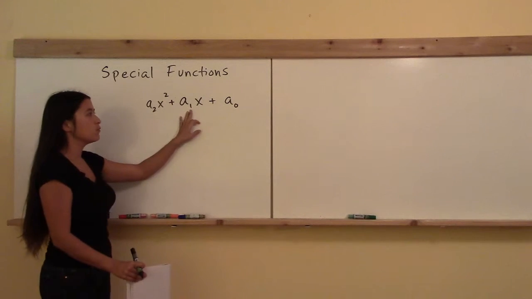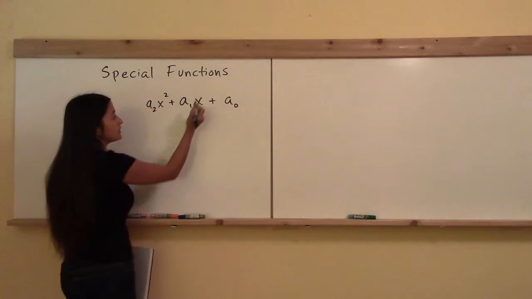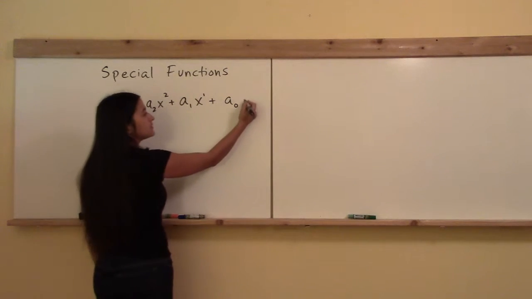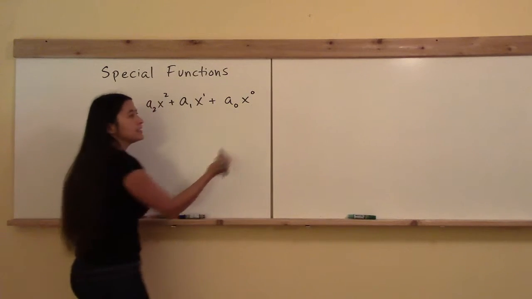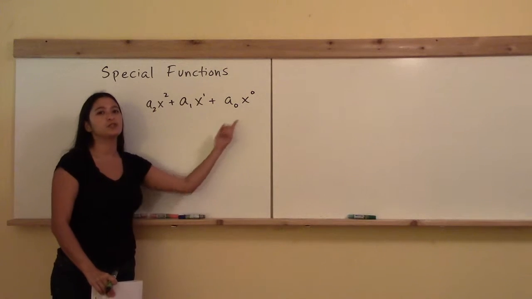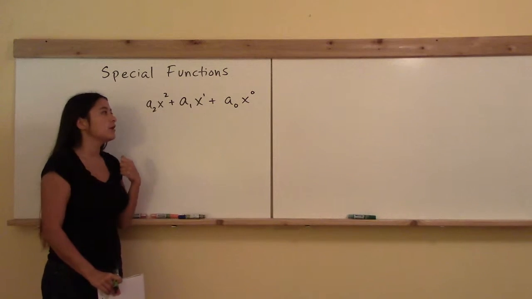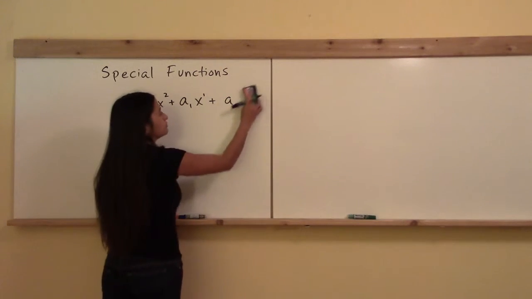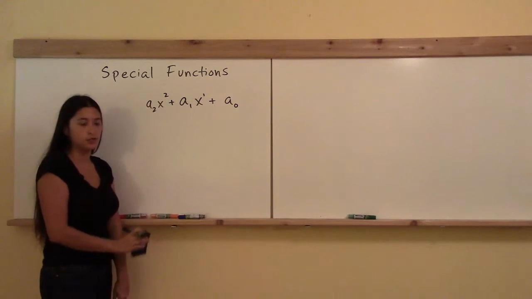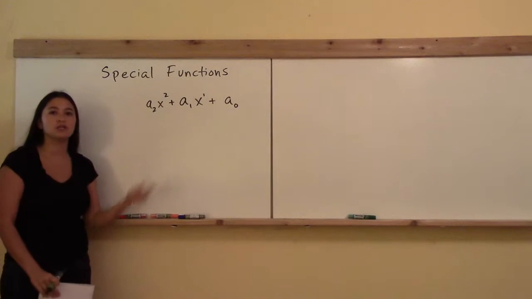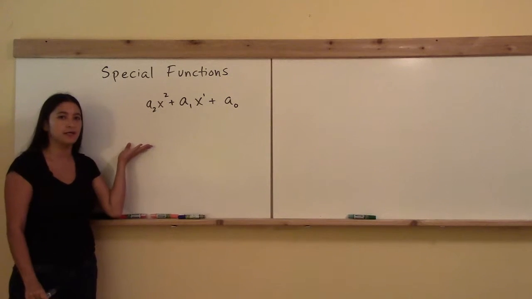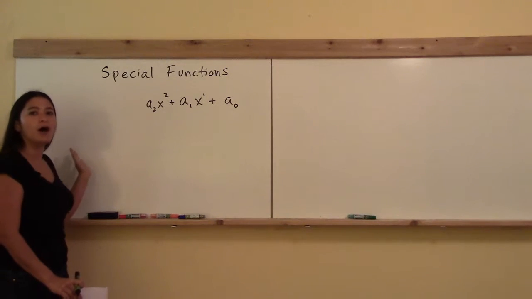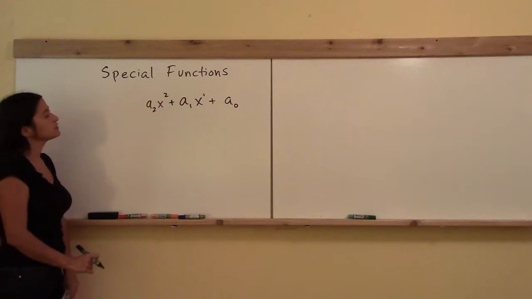I'll call this a sub 1 because really what it's doing is matching the term x to the 1. And this one, a0, is called a0 because it's matching the term x to the 0. And you may recall that any number to the 0th power is equal to 1. So this is just multiplying 1, so that's the constant term. Okay, so this was your general description of a quadratic. And looking at the pattern here, if I wanted to go even higher, what would I write next?